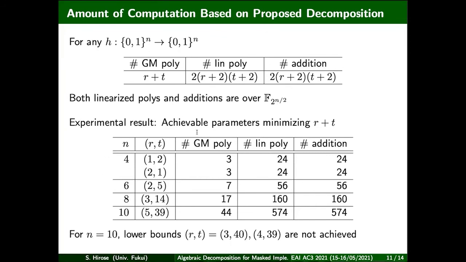And this table shows achievable parameters minimizing r plus t, obtained by some computer experiments. For input length n equal to 4, 6, or 8, they are optimal parameters minimizing r plus t. For the case that n is equal to 10, the lower bound minimizing r plus t is 43. These parameters cannot be achieved, but parameters resulting in r plus t equal to 44 were obtained. And the required numbers of GM polynomials, linearized polynomials, and additions are computed from these formulas.